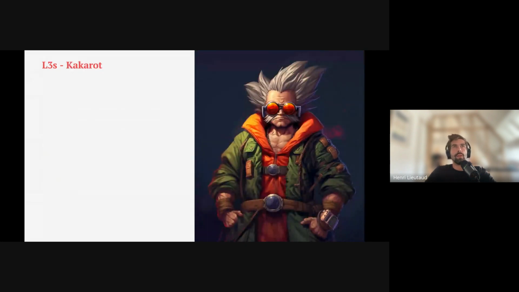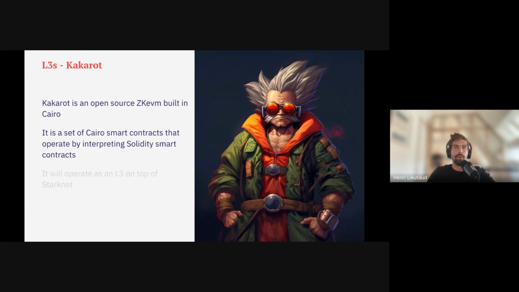Now, the second kind of layer 3 that you may have heard about is Kakarot. Kakarot is another chain. To be more specific, Kakarot is a set of Cairo smart contracts that are able to emulate the behavior of an EVM chain and interpret EVM bytecode. These smart contracts could be run on the public Starknet, and they can also be run on a sidechain.